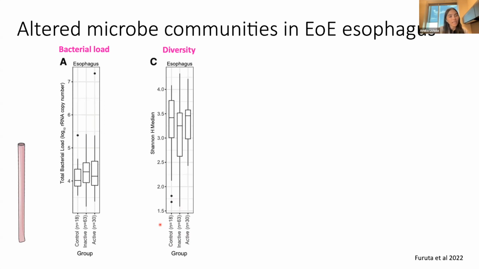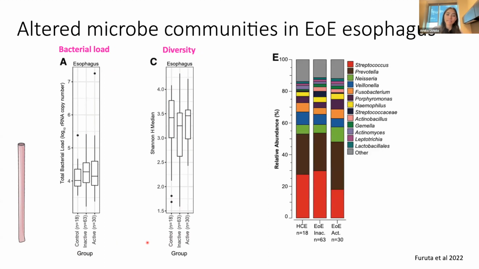But when it came to statistically significant differences in things that we've talked about before, like the abundance or the bacterial load, if you will, or the diversity of various communities within the esophagus of these different groups, we've got control patients and patients who have active or inactive EOE. They really didn't see striking or significant differences in either of those metrics here.